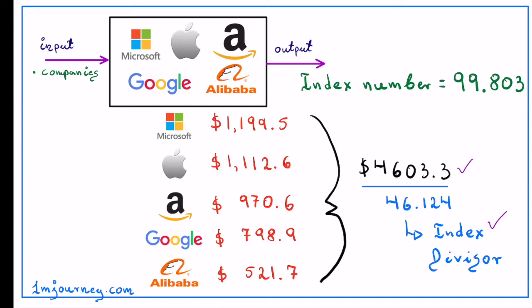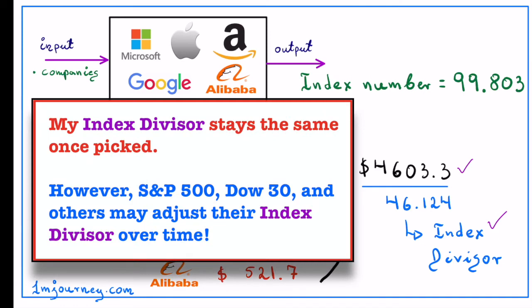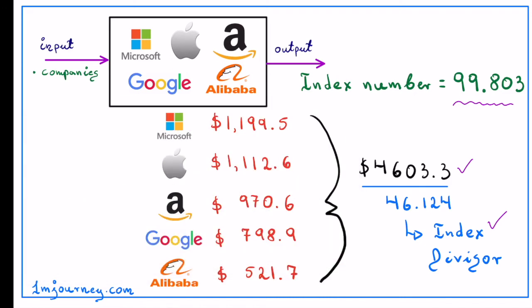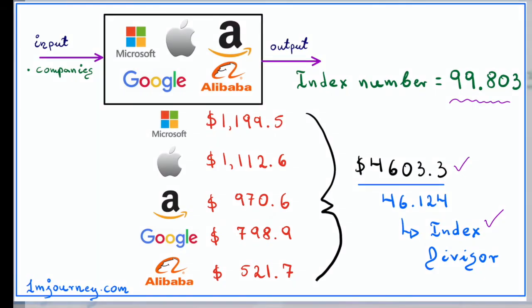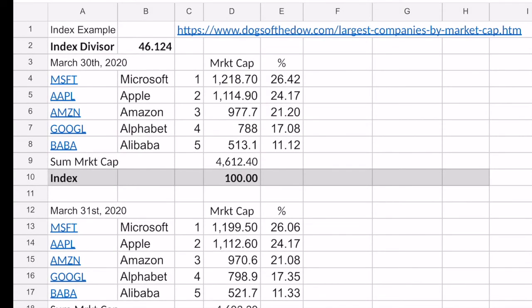My index divisor I'm keeping the same. And now as I do the division, it's no longer 100. Now it's dropped down by just a little bit. And you can continuously do this every day to your index, and your index just keeps pumping out a particular number.